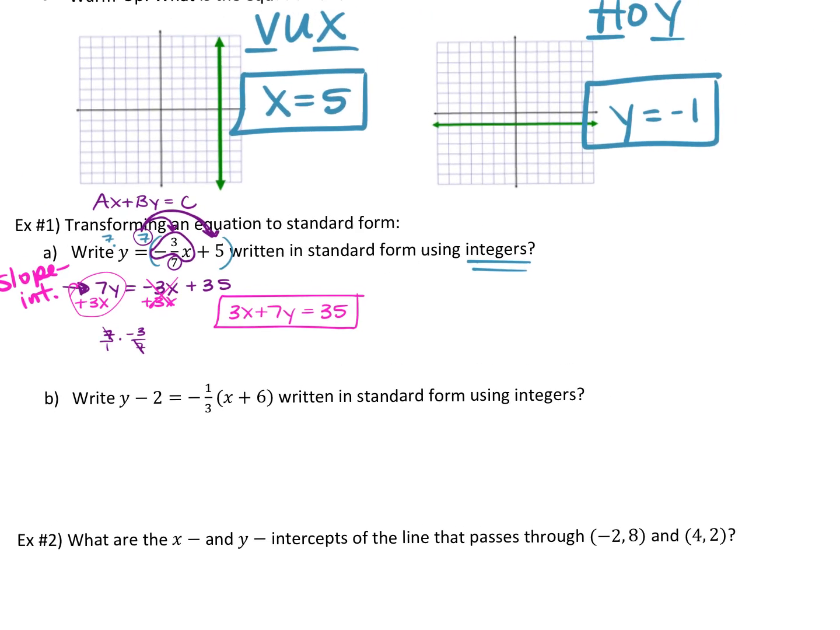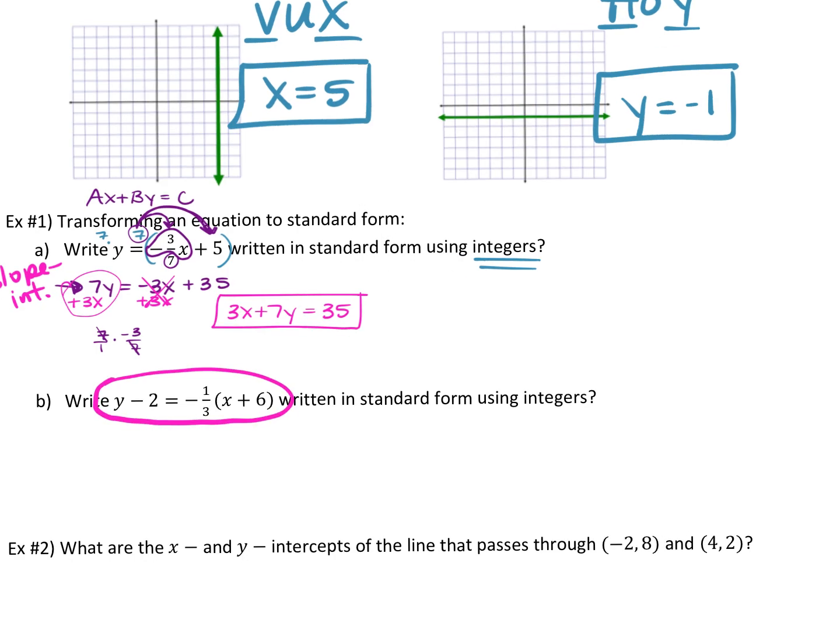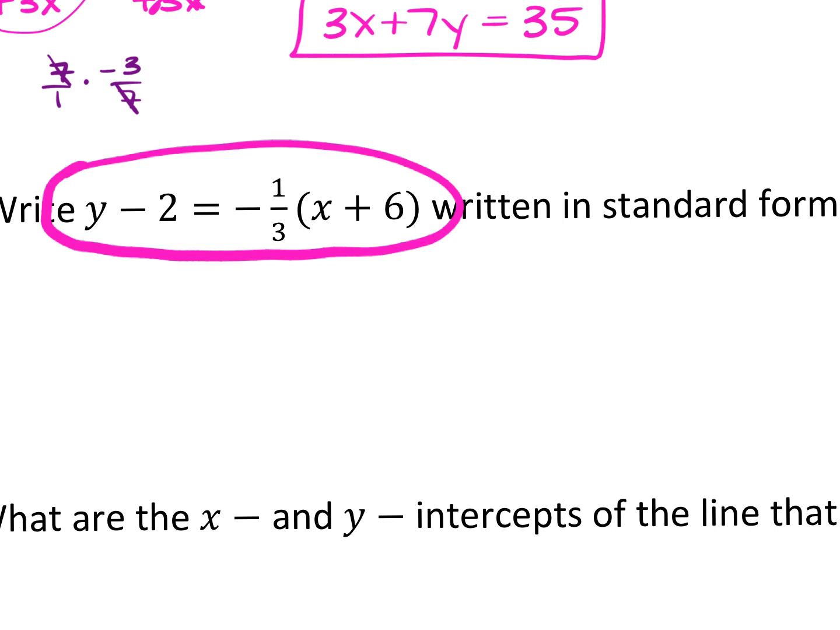Okay, what form is this? Y minus y1. Point slope, right? So this one is starting in point slope form. But again, they want it in standard form. So we're going to essentially do the same thing with just one extra little bit of steps on the front end. Personally, I like to distribute and then get rid of the fraction.